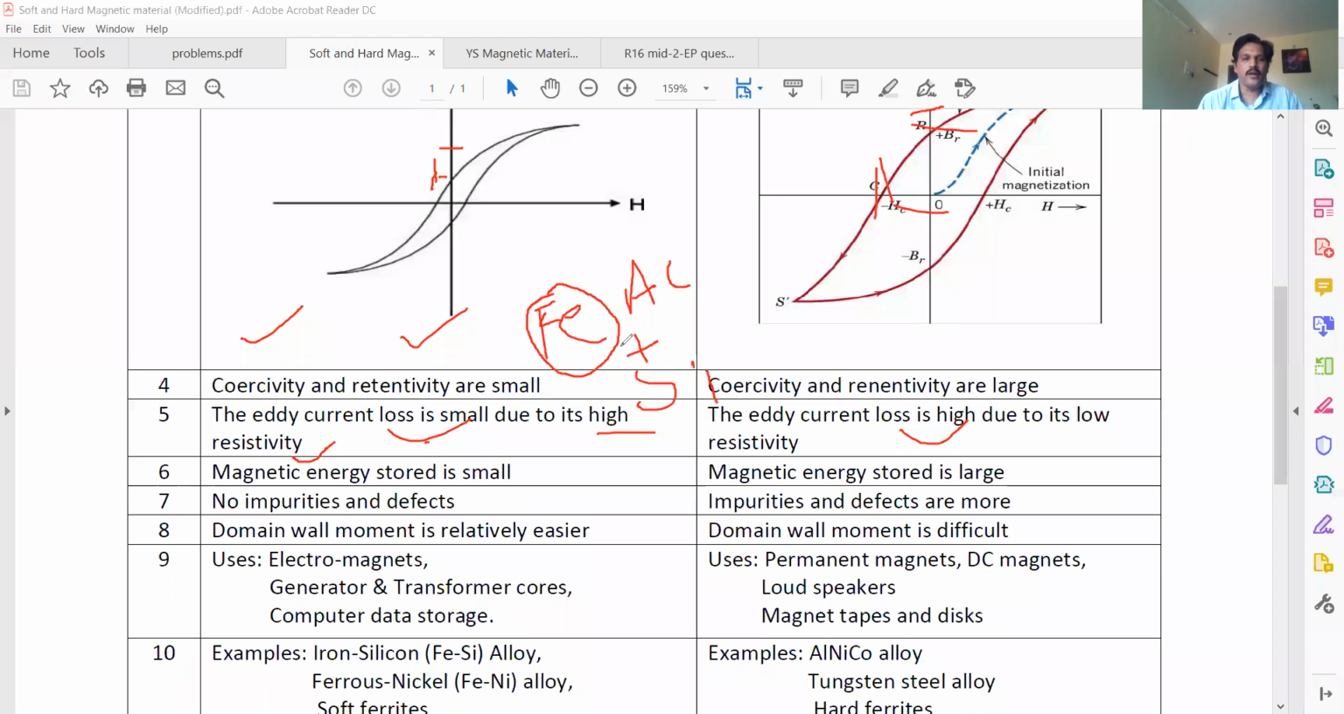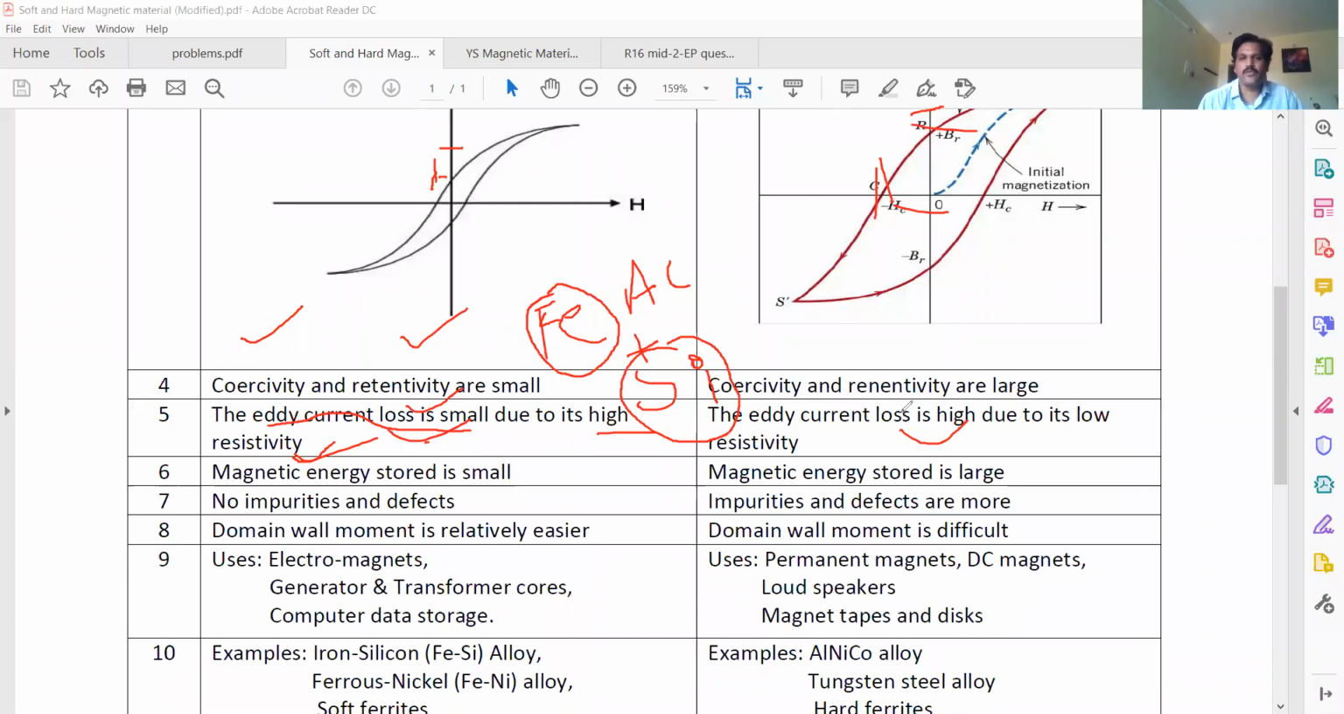Pure iron cannot be useful. If you take pure iron, the eddy current loss is large. To that pure iron, you have to add some 3 to 4% of silica. Then eddy current losses will be reduced. When you add silica, the resistivity increases, and when the resistivity increases, conductivity decreases. Current means conductivity. So eddy current loss is small due to high resistivity. How is resistivity increased? By adding 3 to 4% of silica to iron.